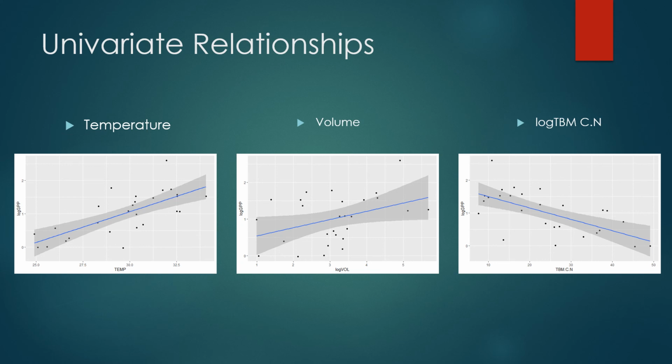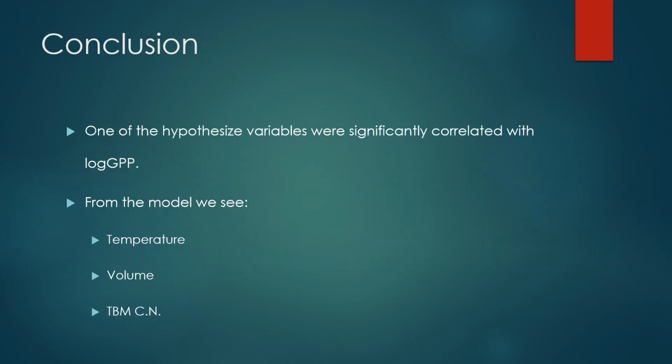Looking at the univariate relationships of those variables from the model, we see their individual relationships. With temperature and volume, you see a positive relationship with log GPP, while with log TBM ratio, we see a negative relationship with log GPP. In conclusion, only one of my hypothesized variables, which was temperature, seemed to be significantly correlated with log GPP. Our model also predicted volume and TBM ratio as being correlated with log GPP as well.